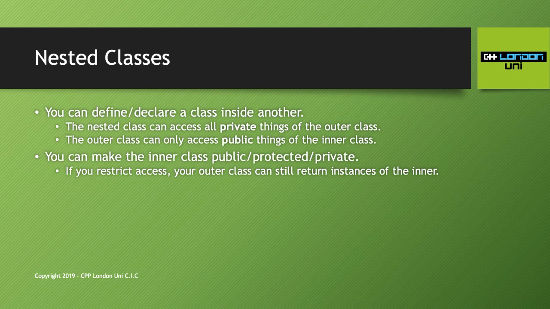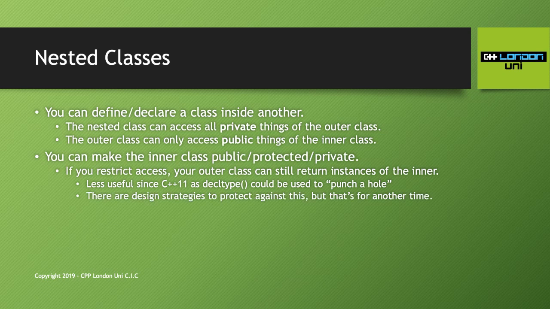So yes, if you restrict access, you can still return instances of the inner class, and they can interact with that, but they won't be able to construct it because you made it private. However, you can kind of punch a hole in it with C++11. Because if you return an instance, they can use the magic decltype keyword, and then they could create an instance. So it's a bit less effective. There are a few strategies which I did research as part of this that protect against it, but I don't think it's worth bringing up this early in the module at all. And realistically, with private inner classes, usually you don't want to expose them at all to the outside ever.